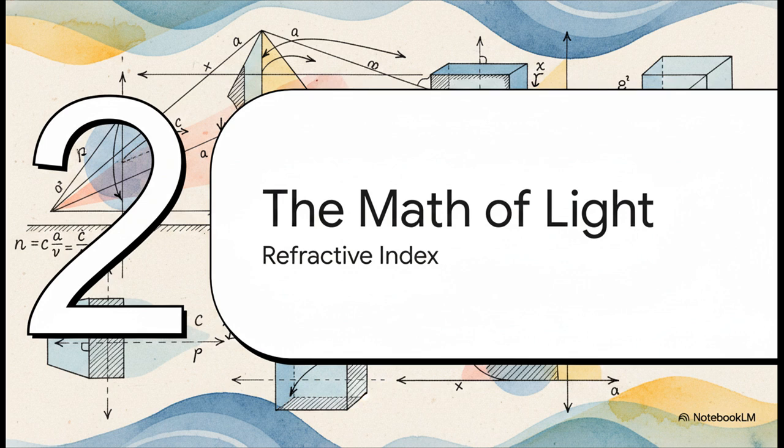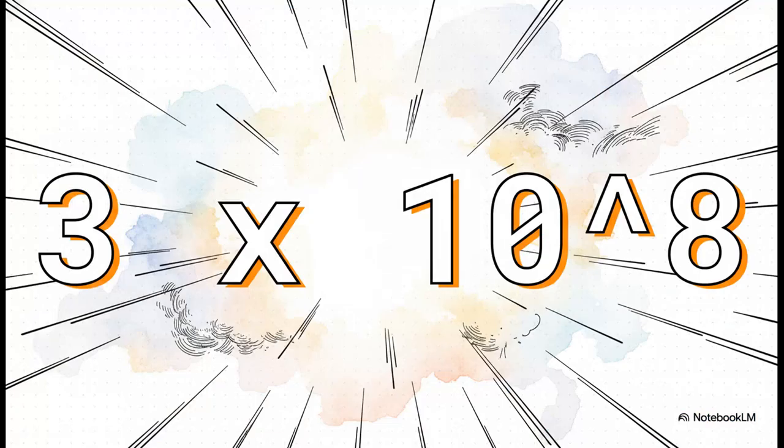Understanding refractive index. In physics, we don't just settle for knowing that light slows down. We want to know exactly how much it slows down. Let's look at the actual numbers. Okay, before we talk about slowing down, we have to establish our baseline. 3 times 10 to the power of 8 meters per second. That is roughly 300 million meters per second. That massive number is the absolute maximum speed of light in a vacuum. It's literally the universe's ultimate speed limit.